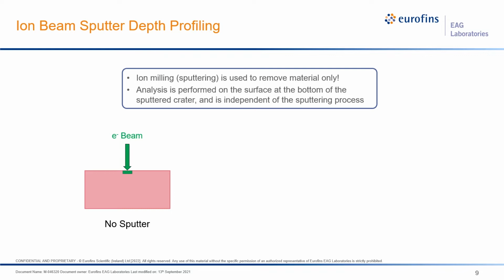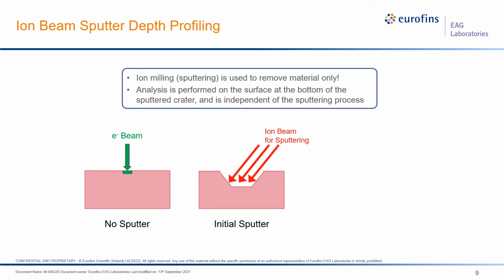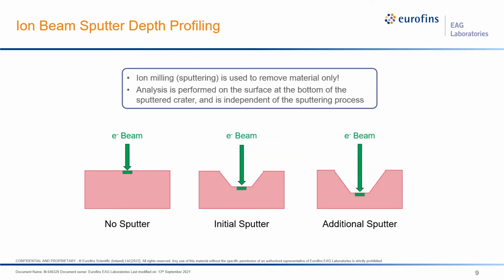During the depth profile, the ion beam is kicked on for a limited amount of time, and then it's stopped, and we analyze the surface with the electron beam, and we repeat this over and over again to obtain the depth profile. The ion beam does not participate in the data acquisition. It's merely used to get material out of the way so we can see beneath.